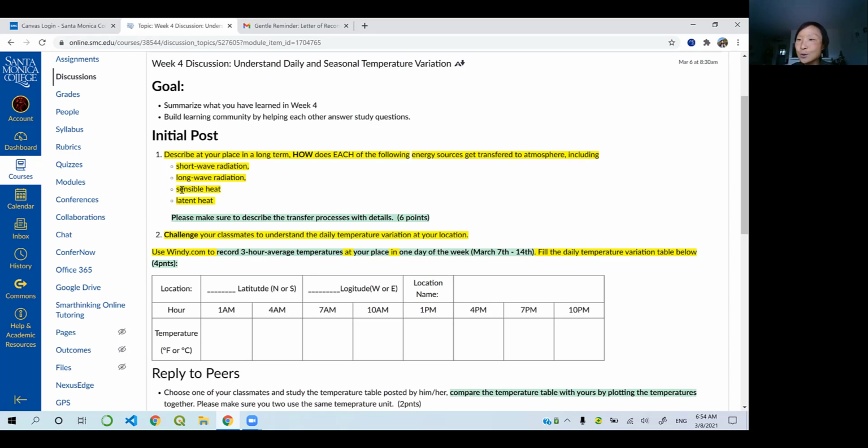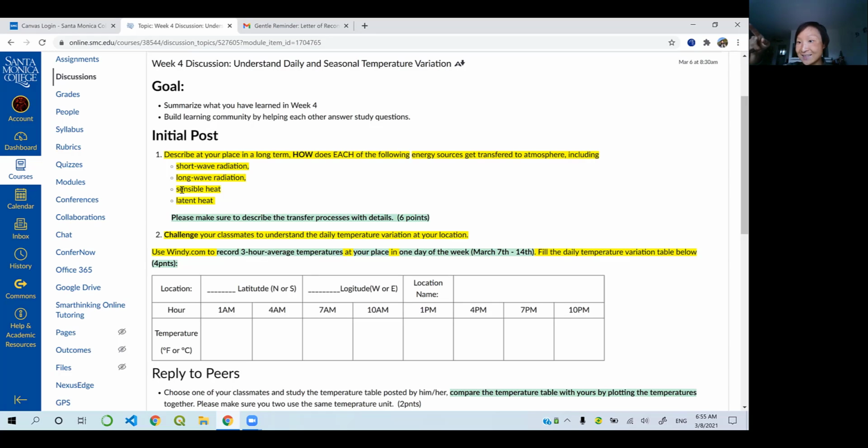Latent heat is related to the phase change of our water. Okay, so in the lecture presentation and in your book, you learn that when water changes from, for example, liquid to gas, evaporation, that happens anytime, right? Every minute, every second, from our ocean, from our lake, from our rivers, right? Okay, so that liquid water evaporates, becomes the gas, sorry, becomes the water vapor.